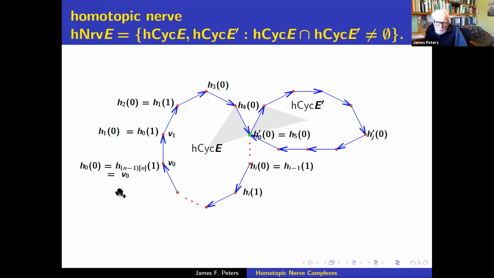Okay, here we have an example. This is a homotopic nerve where I have a common vertex for this pair of homotopic cycles. And by definition, that common vertex is in fact a homotopic nerve.